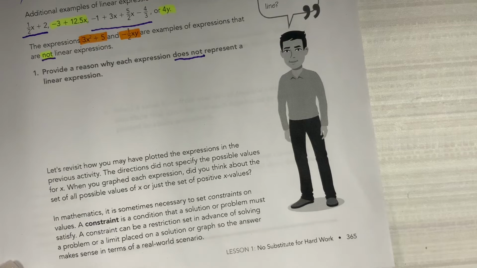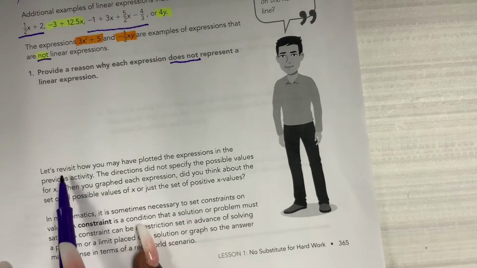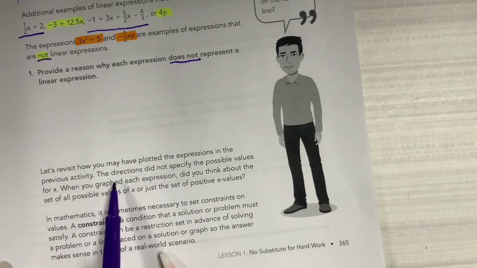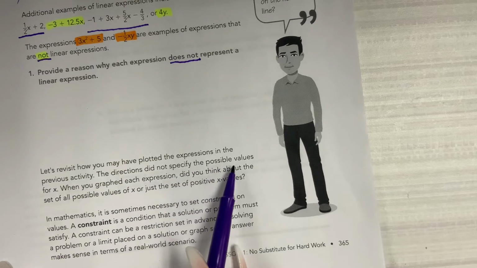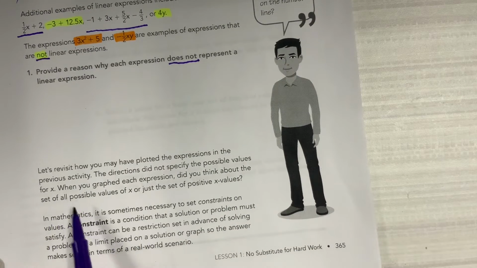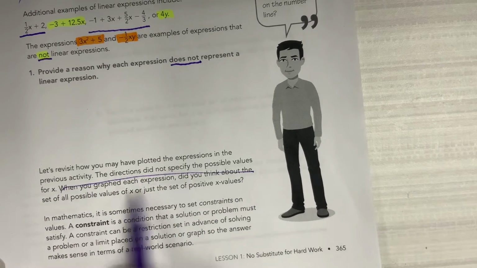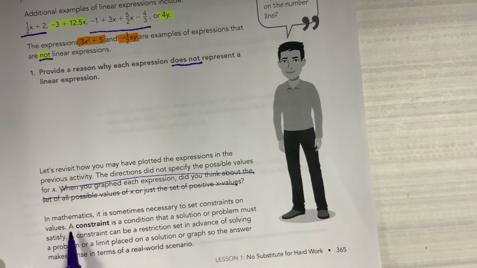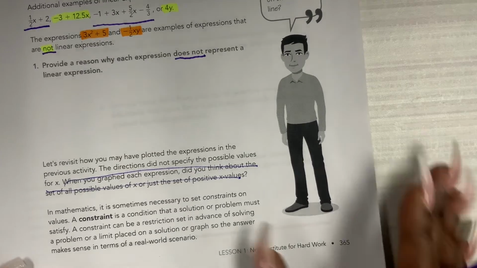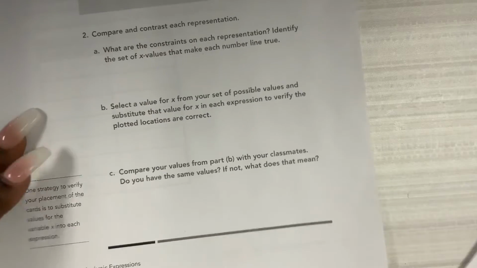But I'm going to go ahead and continue because you should be paused. So let's revisit expressions. In the previous activity, the directions did not specify the possible values for x, which means they didn't tell us what x equals. We didn't graph it, so don't worry about this. But what I want to talk about is that in mathematics, sometimes it's necessary to set constraints on values. A constraint is like a limitation where x can only be this number, or it can only be positives, it can only be negatives.